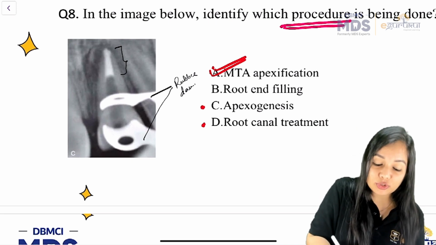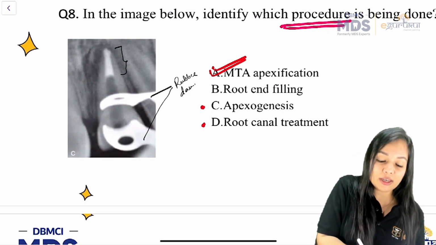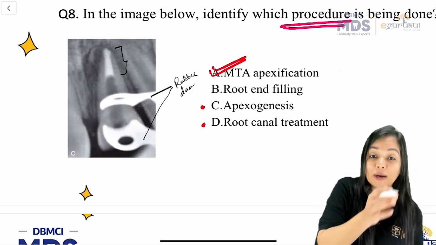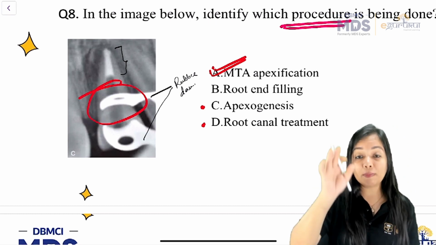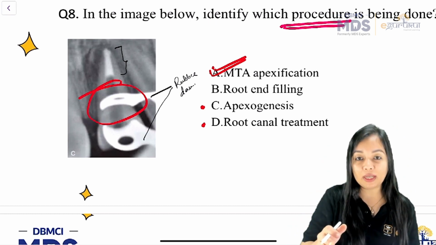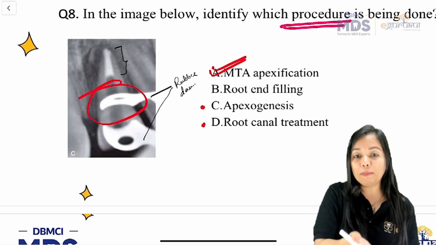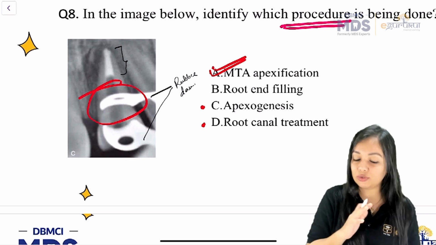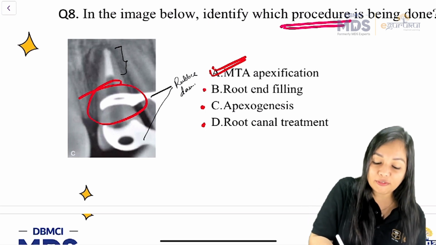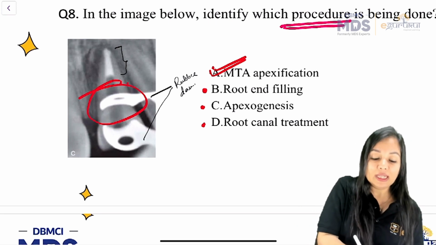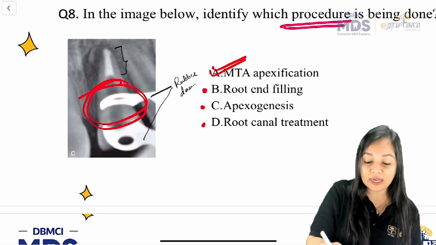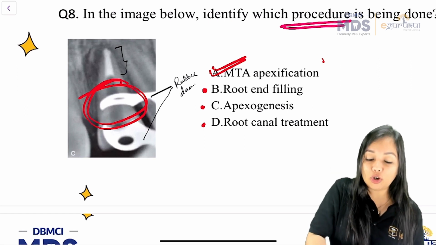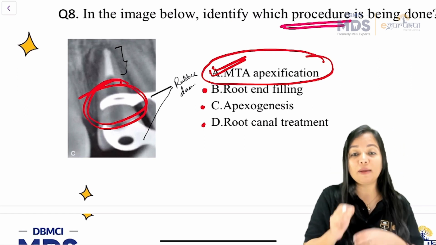It's not apexogenesis, because if there is a filling over here in the apical third, that means this entire area is empty. Apexogenesis is a vital pulp therapy, and there is no pulp in the canal, so it is not apexogenesis. It is not root end filling, because for root end filling, this place should not be empty, it should be filled, and then you do a root end filling. And then the option we are left with is an MTA apexification.